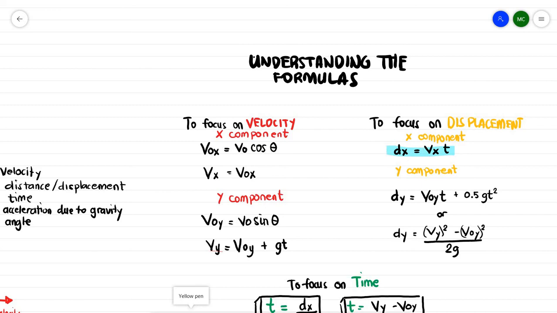Next, your y component for the displacement. Your dy is equal to the initial velocity of the y component times time plus 1 half gt squared, or to simplify it, we will just put 0.5 gt squared. Okay? In a full trajectory, this part right here is the other half, and this part right here is the other half.